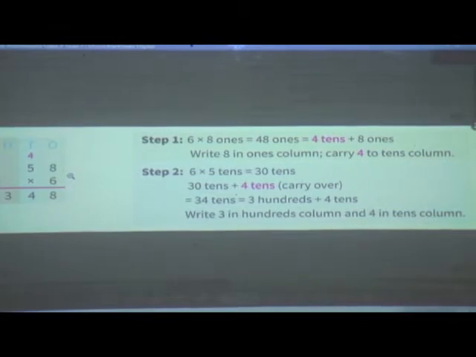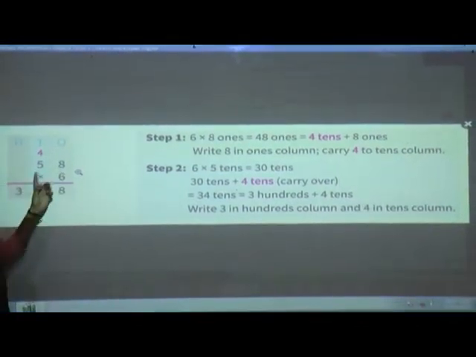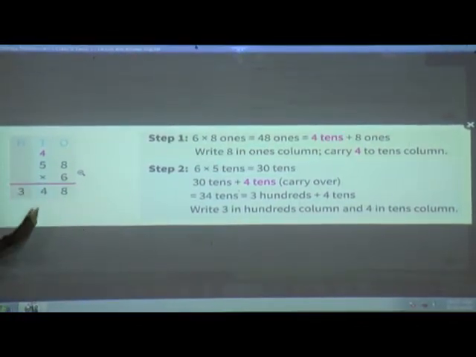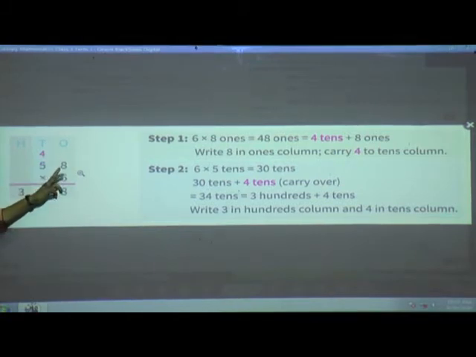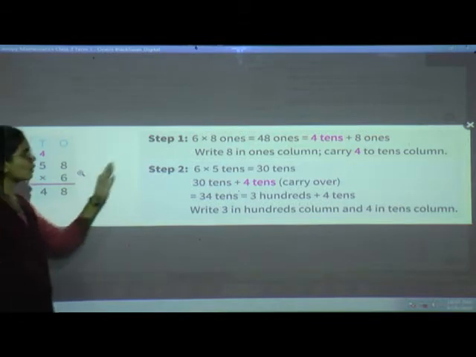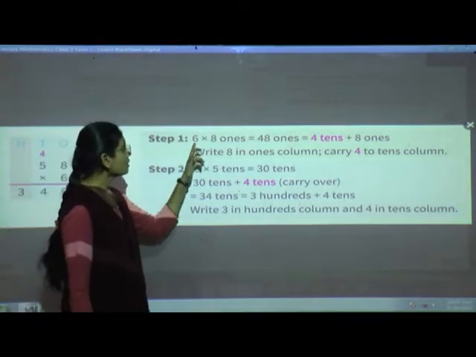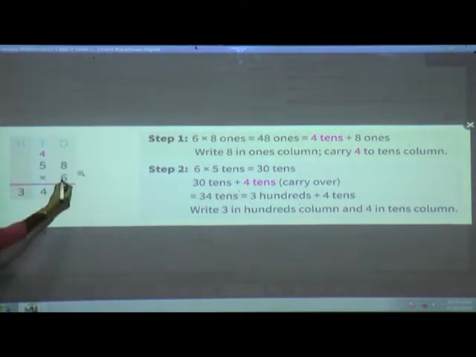Now how to do this? See, 58 multiplied by 6. See, 8 is at 1's place, 5 is at 10's place. Now in the first step, what we will do? See the step 1. In the step 1, we will do the multiplication. We will start from the 1's place.